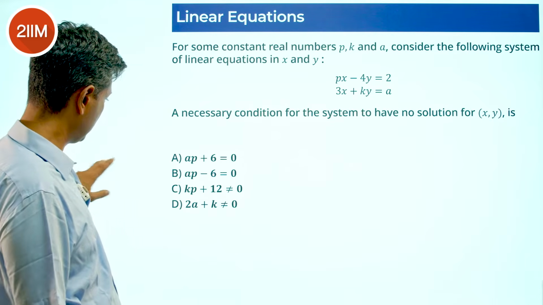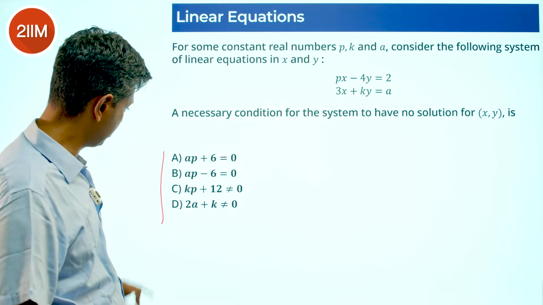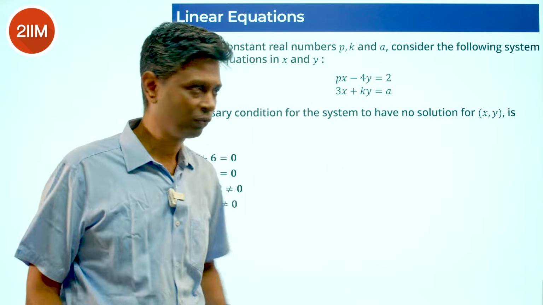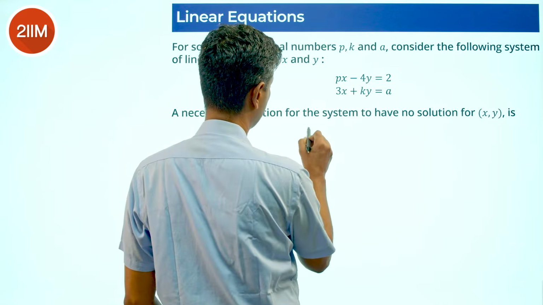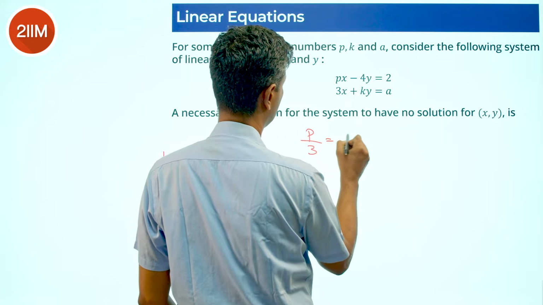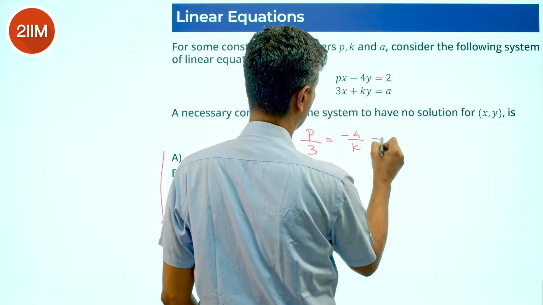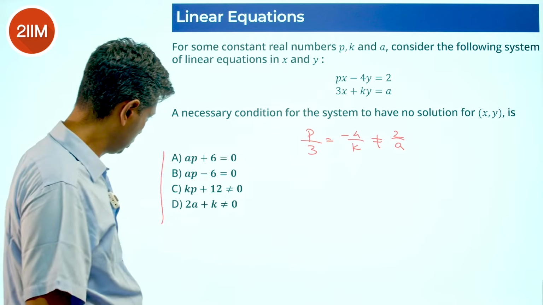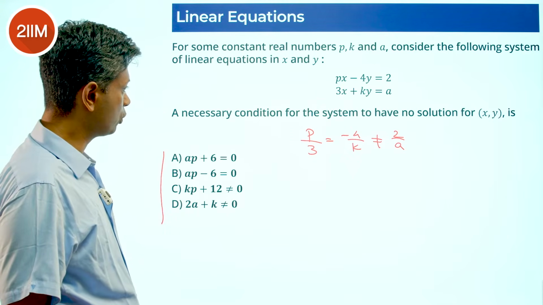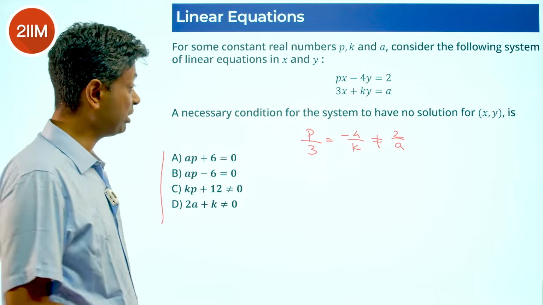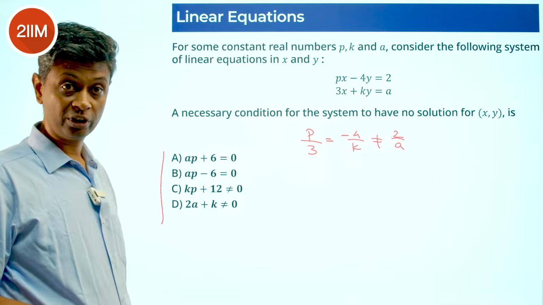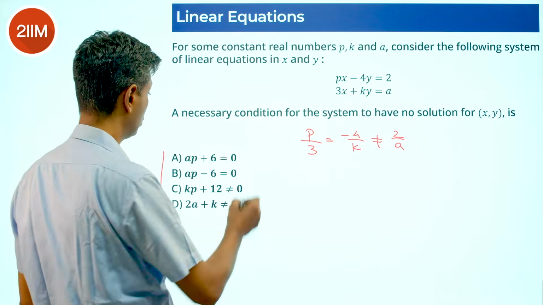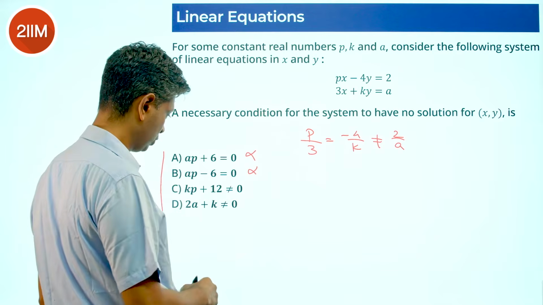and something linking k and p, something linking a and k. And so the rule we have is p by 3 is equal to minus 4 by k, not equal to 2 by a. And so p and a, the rule should be not equal to, we should have pa is not equal to 6, ap minus 6 not equal to 0, not this, not this.